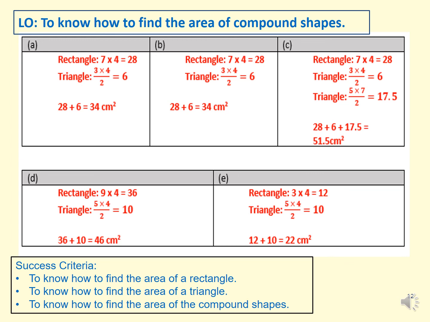Change to a green pen and self-mark. Don't forget the units. Always when you're finding the area, it's going to be the unit squared. Well done if you managed to do all of them right.